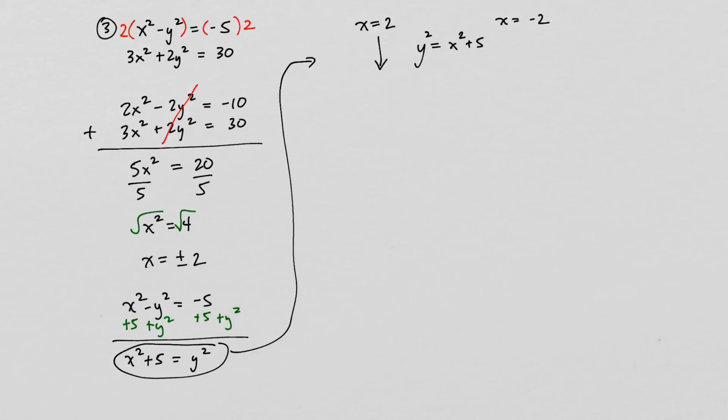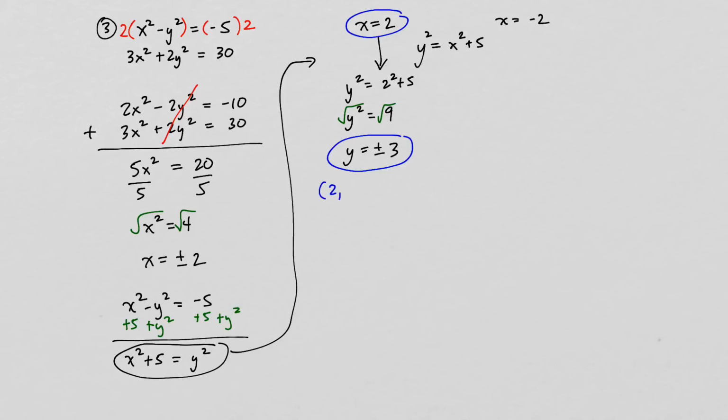And so when x equals 2, y squared will be 2 squared plus 5. This tells us that y squared will equal 9, and by taking the square root of both sides, we get y equals positive or negative 3. So we get 2 answers for y. Let's think about what that means. When x equals 2, y can either be positive 3 or negative 3. So that means if x equals 2, y can be 3, or if x equals 2, y can be negative 3. So we end up getting 2 points of intersection just from that one.